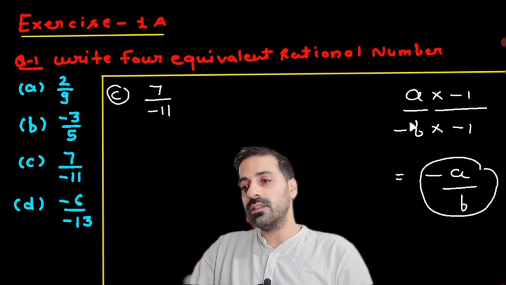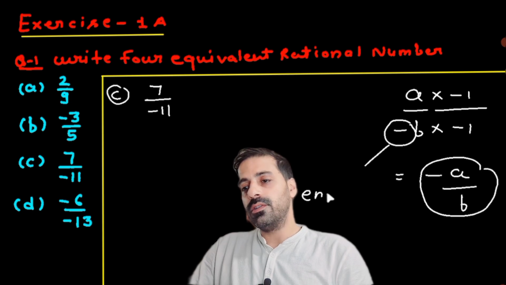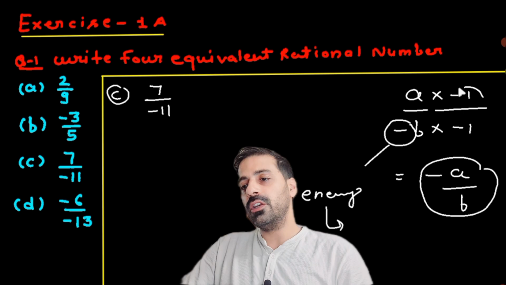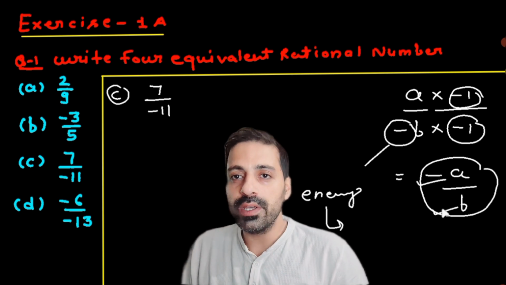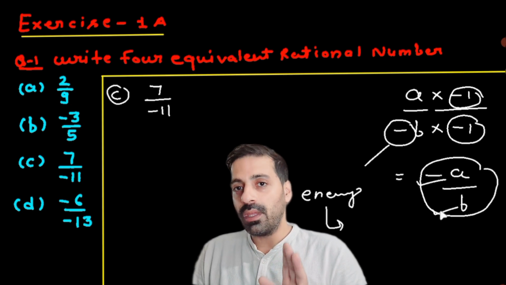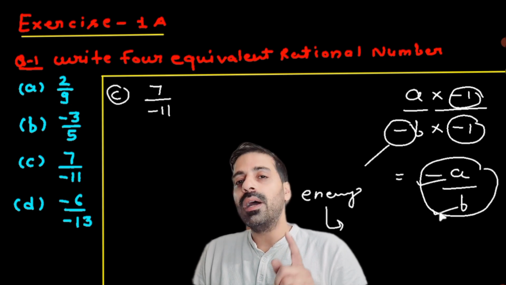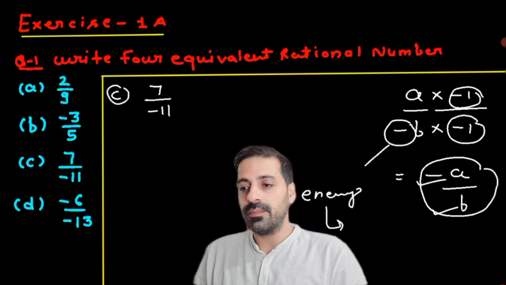So I say this negative sign in the denominator is your enemy. How can you defeat this enemy? By multiplying by -1 in the numerator and by -1 in the denominator. Then this negative sign comes with the numerator and the denominator becomes positive. So always remember, whenever there is a negative sign in the denominator, I call it the enemy. And how can you defeat the enemy? By multiplying by -1 in the numerator as well as in the denominator.